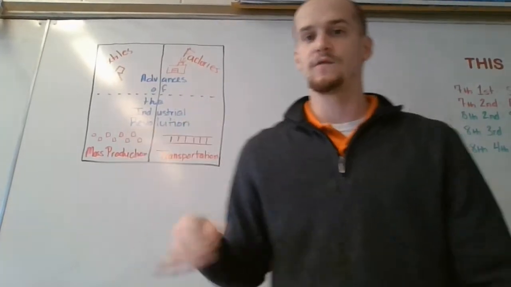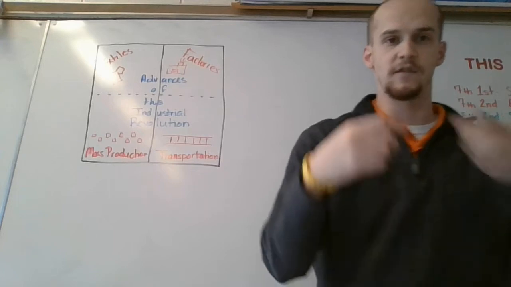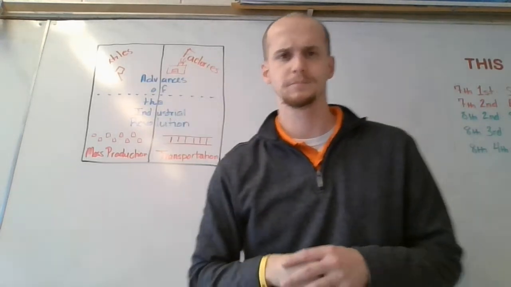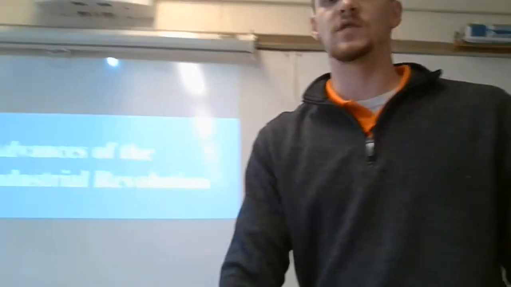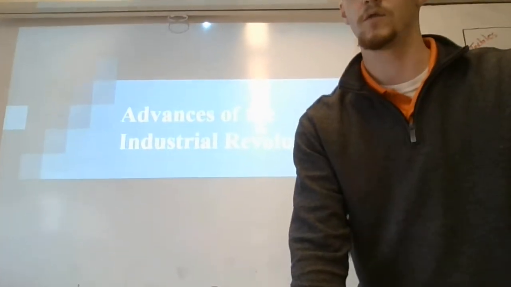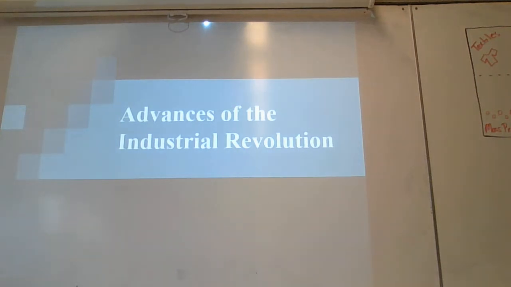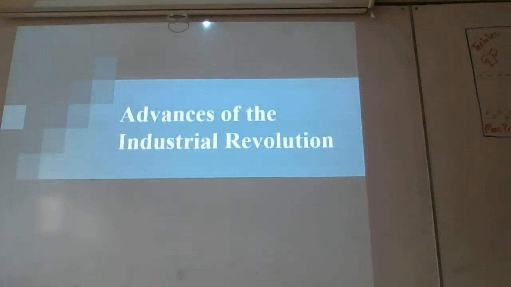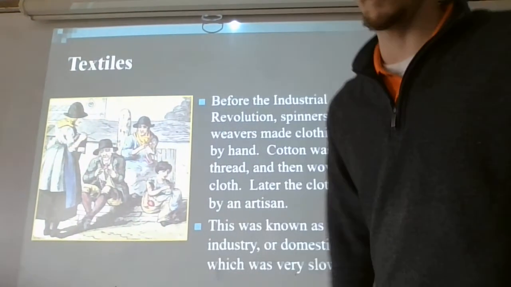So inside your foldable, you're going to cut, so you have four doors. You should have the four flaps for each of the four groups we're going to talk about. But you're going to take notes on the inside of those off of this PowerPoint right here. So we're going to look at, like I said, advances of the Industrial Revolution. And so, first, we're going to look at textiles.